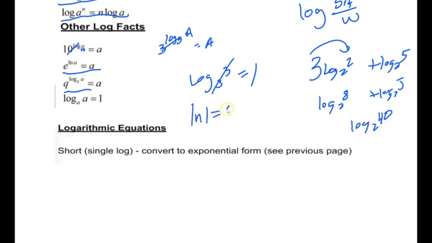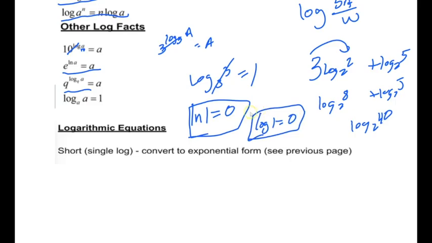Other good rules you should know. Natural log of 1 is 0. Log of 1, likewise, is 0. Anytime you have log or natural log of 1, it's automatically 0. Anytime these match, they cancel out to 1. You can't take log of a negative number or natural log of a negative number. It doesn't work. And there's no such thing as log of 0 either. But that's how you do that stuff.